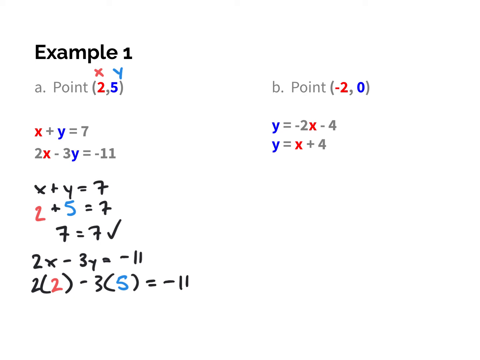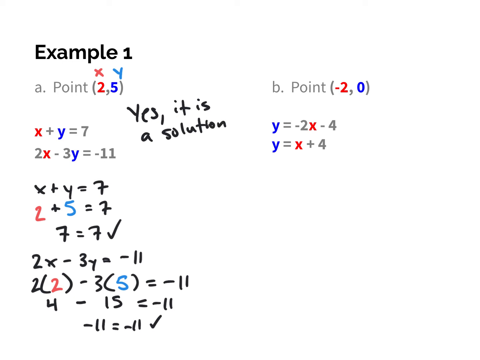So essentially what I have to do is simplify this. Well, 2 times 2 is 4. 3 times 5 is 15. So if I subtract 4 minus 15, do I get negative 11? And when I do, I certainly do get negative 11. So again, they work out for both. Because this point (2, 5) makes both equations true, this one is a solution. So I'll write yes, it is a solution because it makes both equations true.